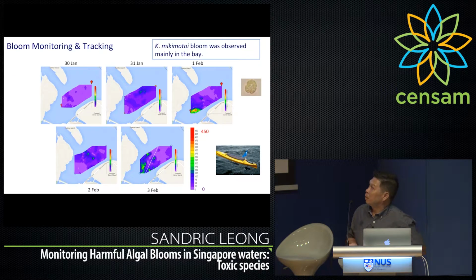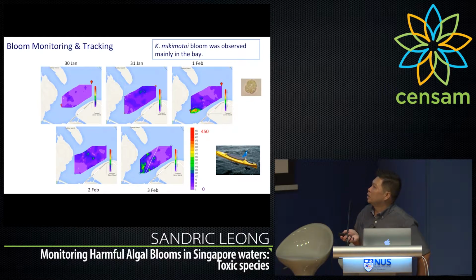This is 5 days of bloom tracking and monitoring during the same bloom which we observed in early 2016. On each day, samples were collected at about 9 a.m. On the first day, we could only detect very low concentrated patches in the middle of the channel. On the second day, we saw higher concentrated patches out here. And on the third day, 1st February, we saw a very concentrated patch in the middle of the channel.